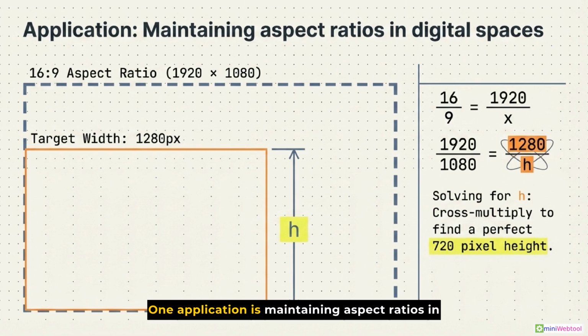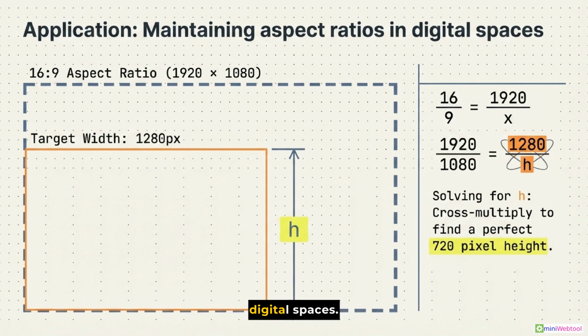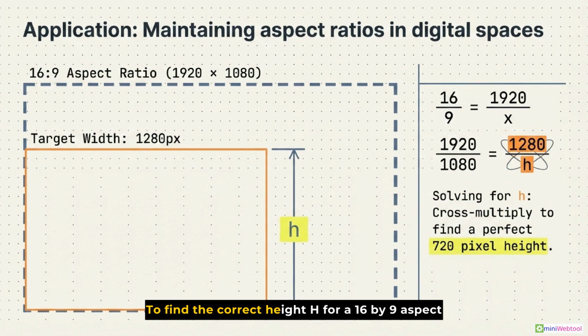One application is maintaining aspect ratios in digital spaces. To find the correct height h for a 16 by 9 aspect ratio image at a target width of 1280 pixels, you cross-multiply to solve the proportion. This yields a perfect 720 pixel height.